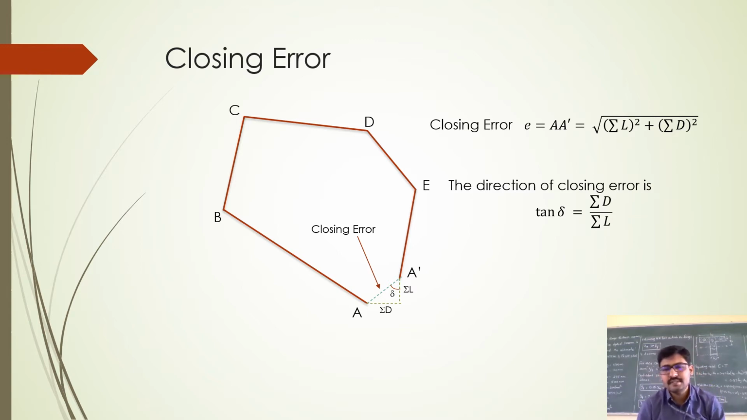So let us see how to rectify the closing error. You have observed the bearing and length in the field. You have come to the office, then drawn this on paper, and found that the last point and the first point are different. They are supposed to be the same because it is a closed traverse. So the difference between the last point and the first point is nothing but the closing error. You can calculate its length by the formula, and you can even calculate its direction. And let us see how to rectify the error.